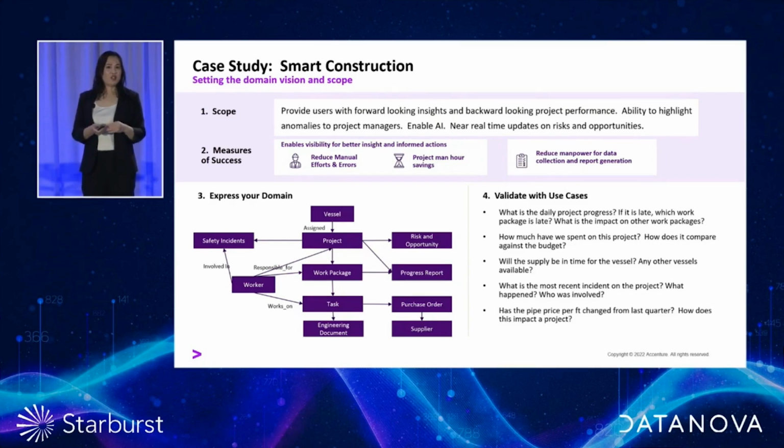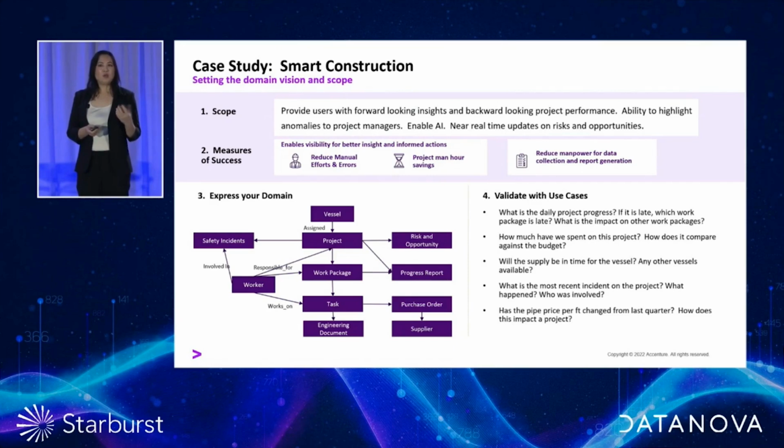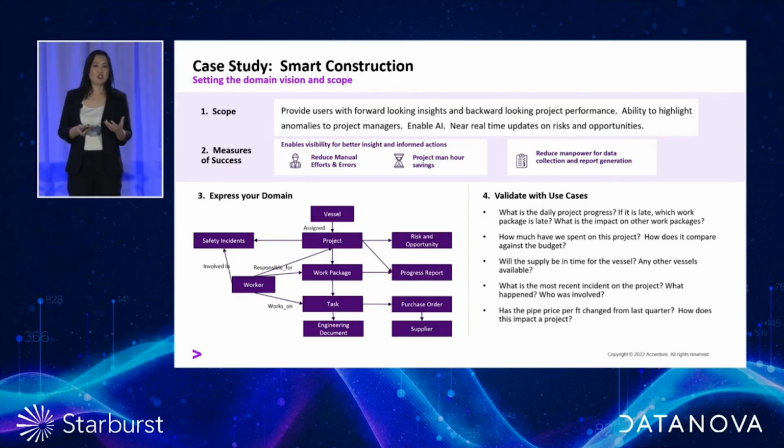All of this is with a promise to add AI to make this better, and then to add real-time updates, so that you get notified right away and you can take action. With that scope in mind, what are our measures of success? Our measures are really around being able to see right away and have that predictive nature to look back in the past. I want to be able to reduce the manual efforts and errors. I should be able to measure that. I want to be able to reduce project man hours, and have savings from that. Again, something that's measurable in terms of the outcome. From an IT perspective, I want to be able to reduce the time it took for a project manager to generate the report.